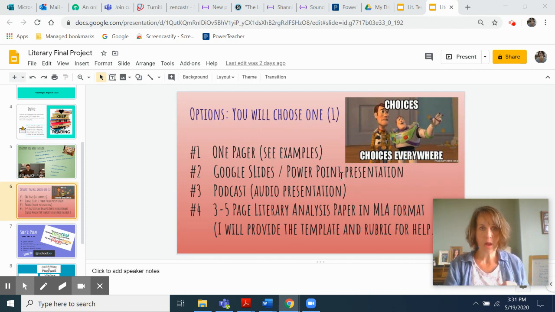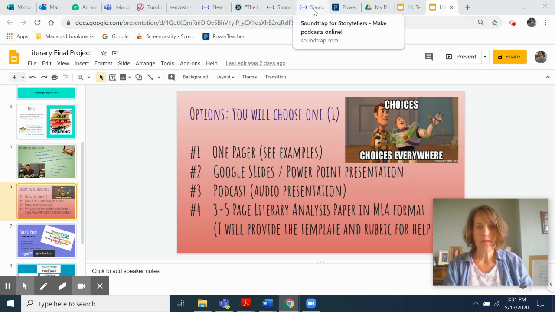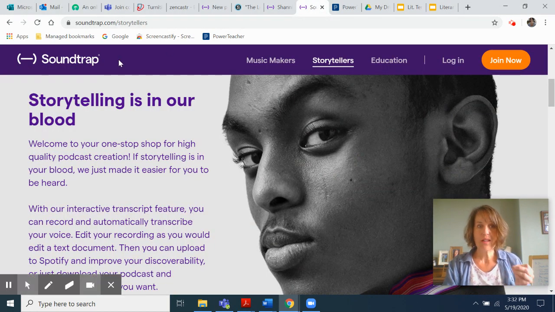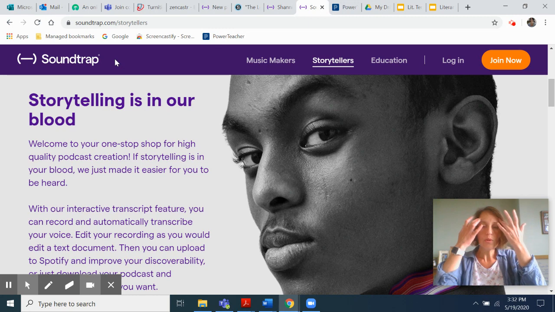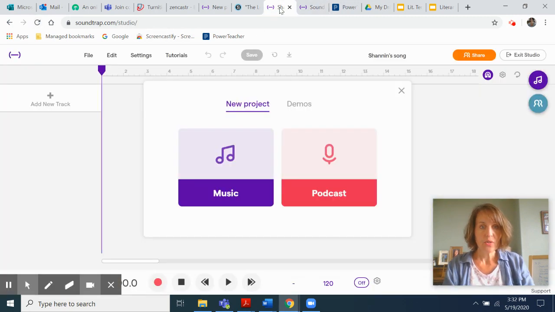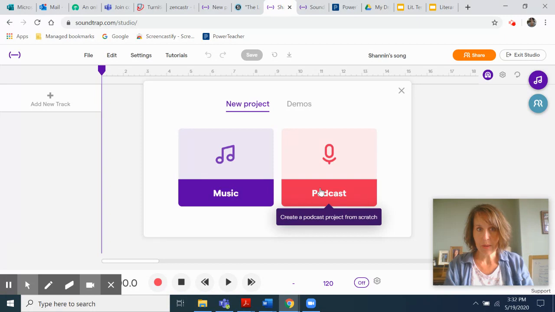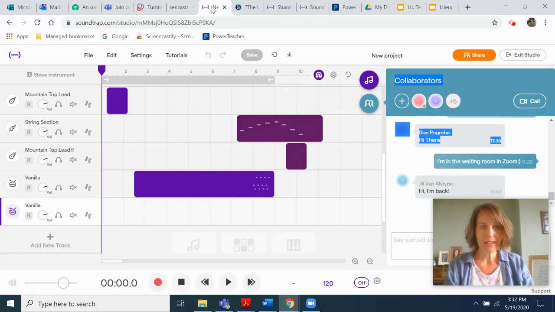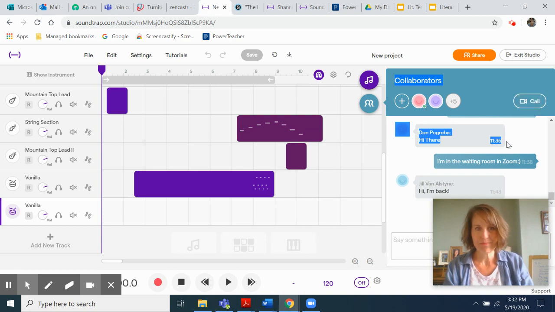The podcast option. The best option that I have found that's free is what's called Soundtrap. And it is really cool because Soundtrap lets you, once you create an account, you can join for free, and then it lets you create a new project here. So I would pick podcast. And once I'm in, I have all these options.